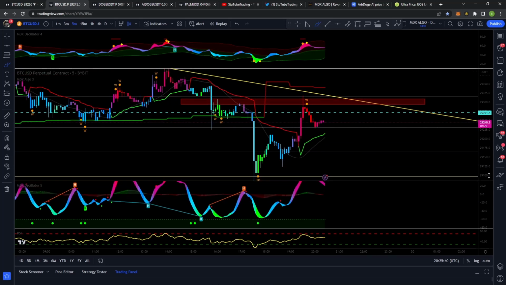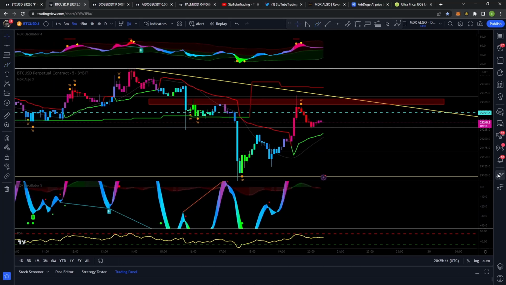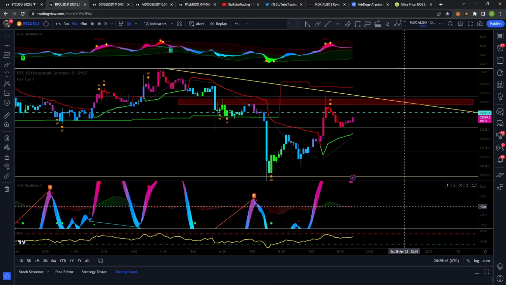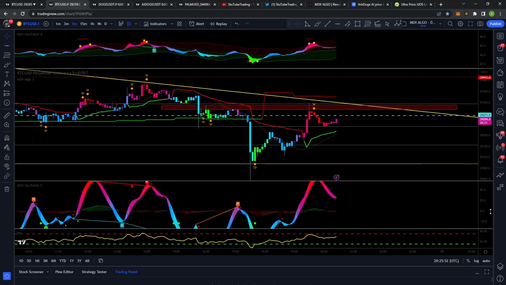Yeah, the money flow on the oscillator 5 here is also red. It's very thin in red, but it's having a hard time staying that way right now. We're going to have to see what happens.